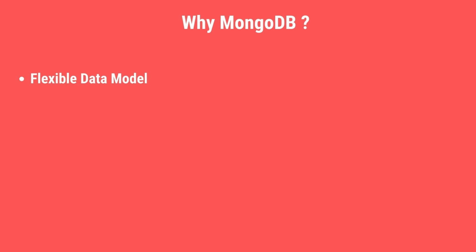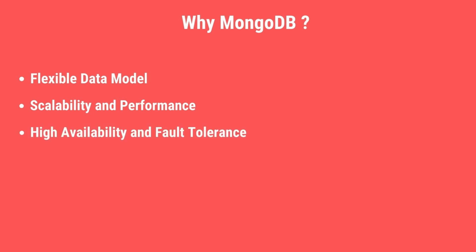Let's explain why MongoDB. Header: flexible data model. MongoDB's document-oriented data model allows for flexible schema design, accommodating changes in data structure without downtime or complex migrations. Scalability and performance. MongoDB is designed to scale horizontally across clusters of commodity hardware, making it well suited for handling large volumes of data and high traffic loads. Its distributed architecture ensures efficient data distribution and workload balancing, resulting in improved performance.